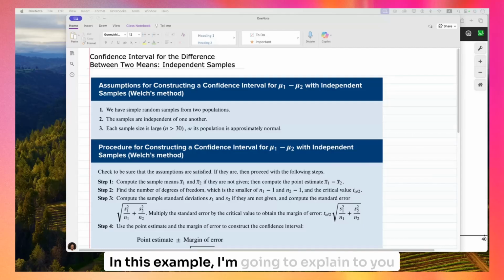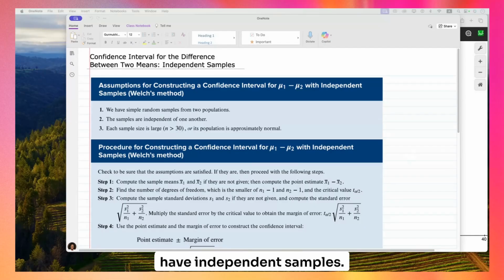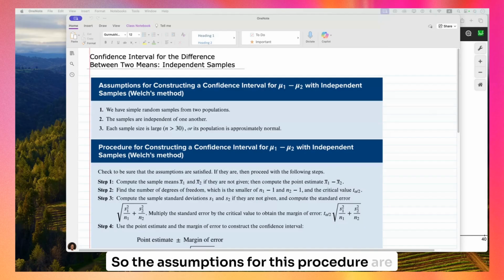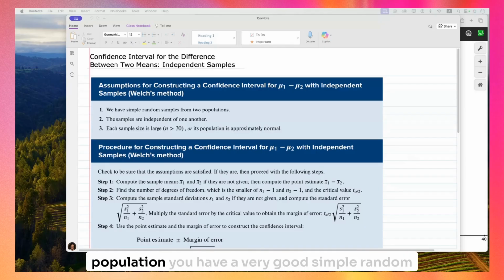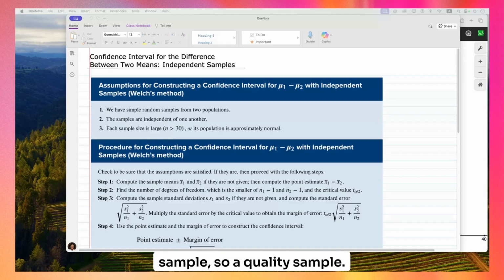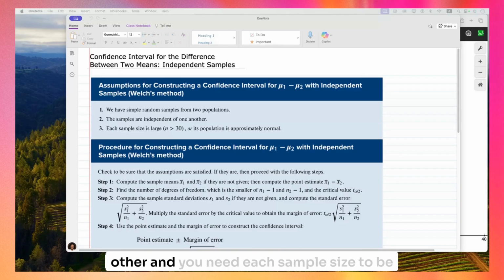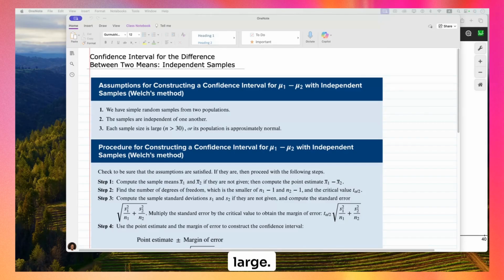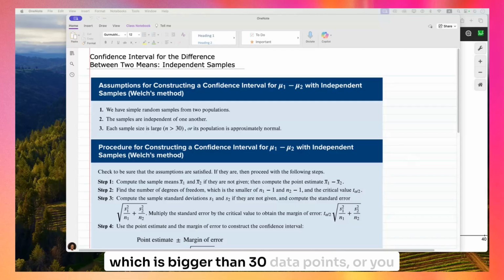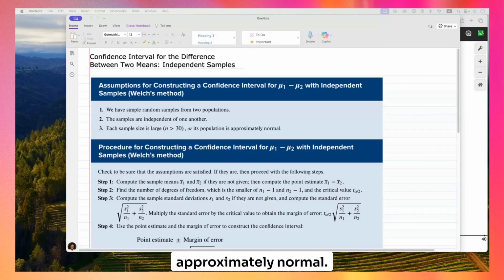In this example, I'm going to explain how to construct a confidence interval for the difference between two means when you have independent samples. The assumptions for this procedure are that you have two populations, and from each population, you have a very good simple random sample, so a quality sample. Then you need them to be independent of each other, and you need each sample size to be large, which is bigger than 30 data points, or you have to know that the population is approximately normal.